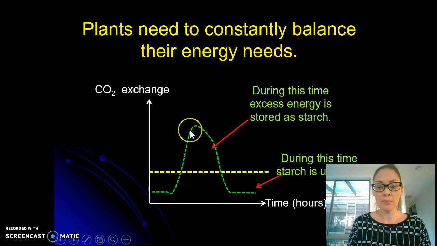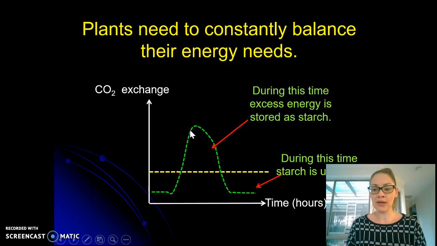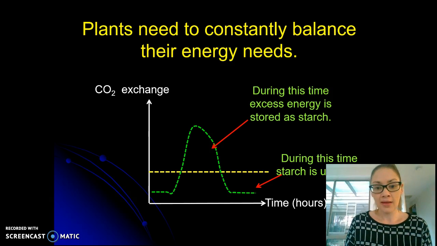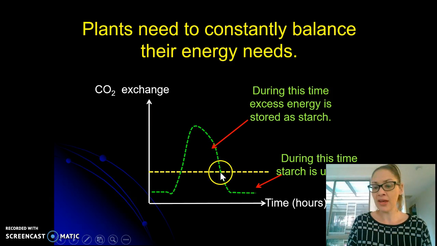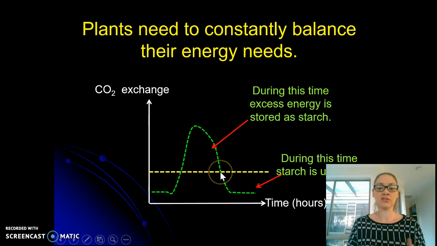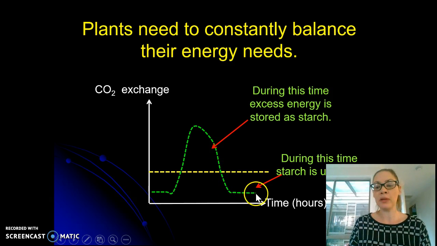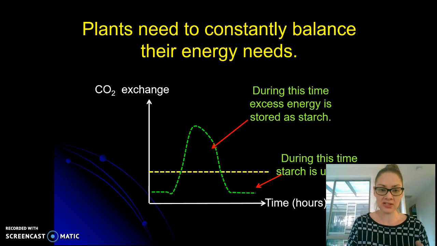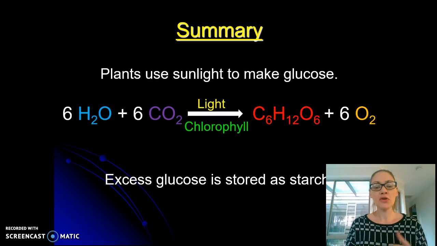During this time, I've got loads of photosynthesis happening, so I'm making lots of glucose. I store that excess as starch so that I can use it later on. As the graph goes down, the sun's also going down, and once the sun's gone down, photosynthesis stops. During this time, when plants still have to undertake cellular respiration, growth, and repair, they use starch as their energy source. So in summary, plants use sunlight to make glucose.